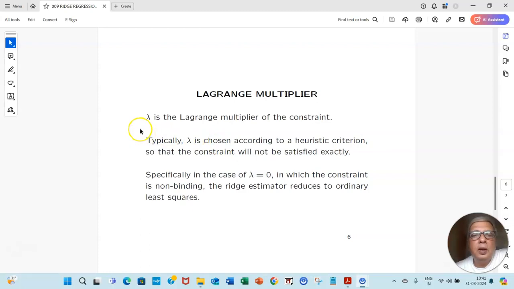Here is a bit about the value lambda, which is known as the Lagrange multiplier. Lambda is the Lagrange multiplier of the constraint. Typically, lambda is chosen according to a heuristic criterion, so that the constraint will not be satisfied exactly. I'm not clear about it, but lambda is to be given a heuristic value at the start, at the design phase. And when lambda equals 0, it boils down to linear regression.